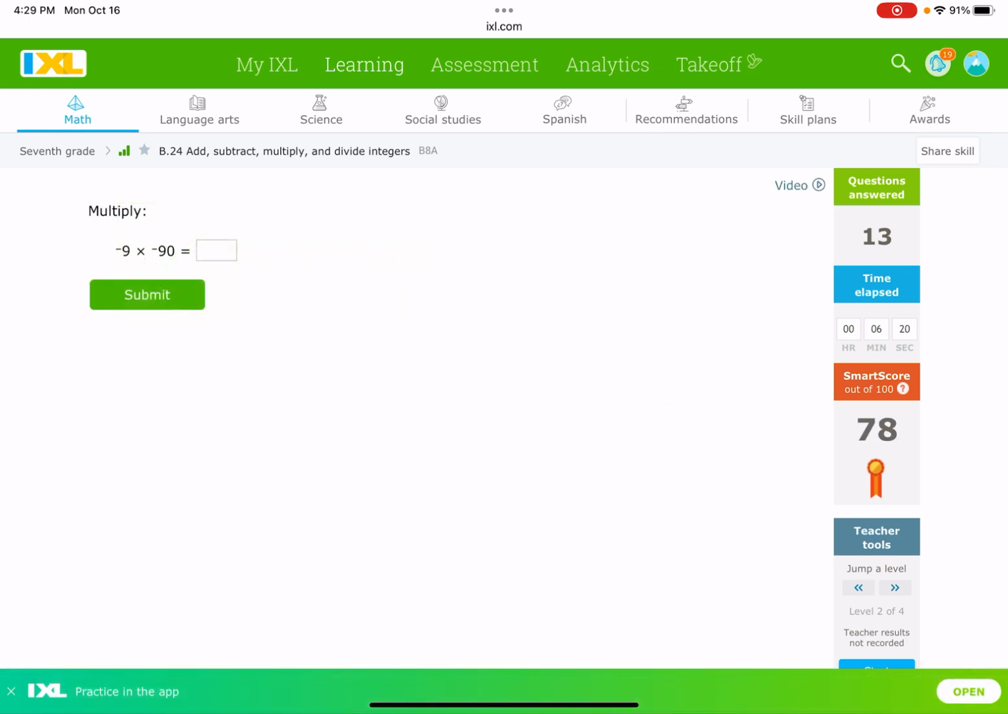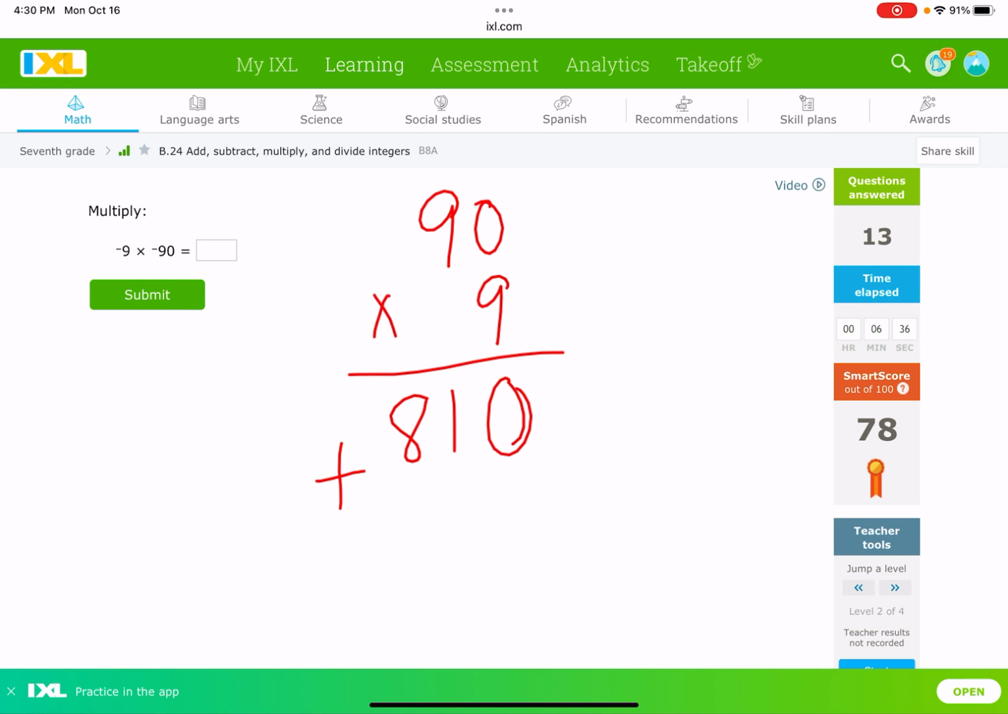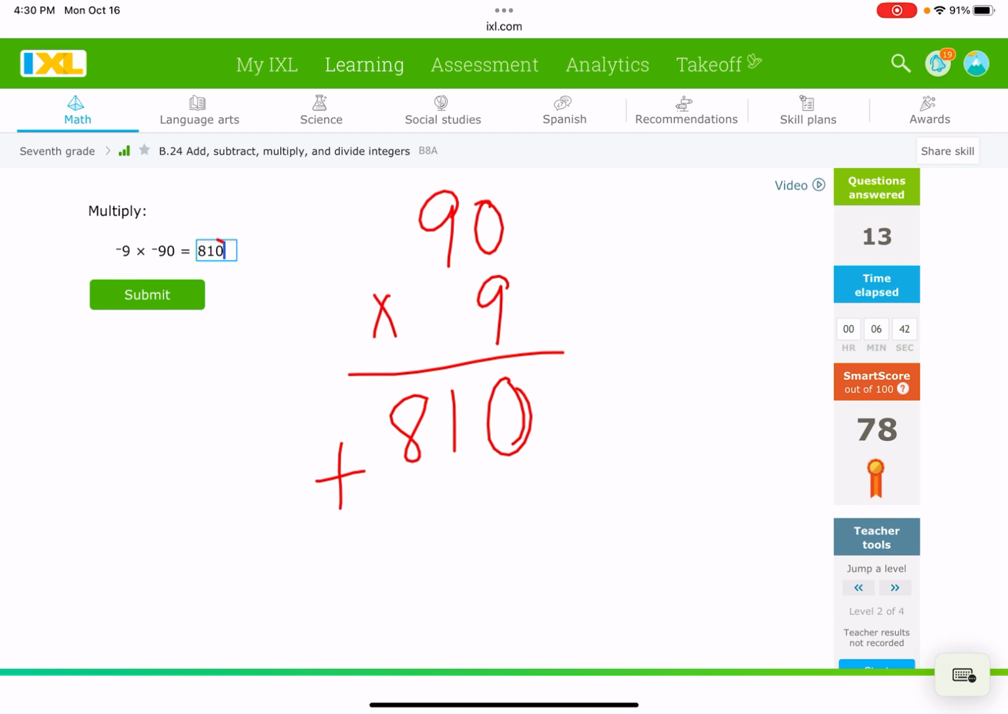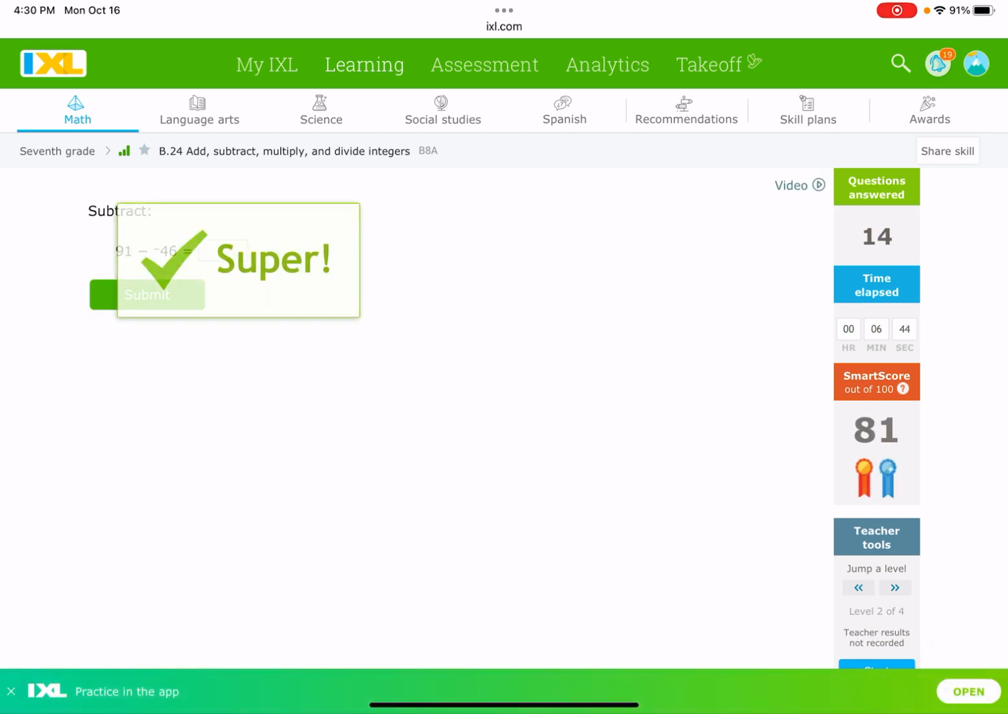This one right here, I have big numbers here. I'm going to rewrite it with 90 times 9. Now, I have negative times a negative. When I'm doing a negative times a negative, my answer is going to be positive, so I'm going to write positive here. And then 9 times 0 is 0, and 9 times 9 is 81, so 90 times 9 is 810. And it's positive because negative times a negative is a positive.